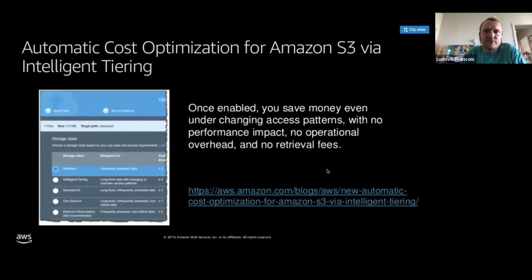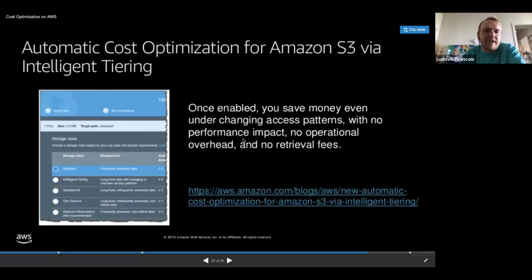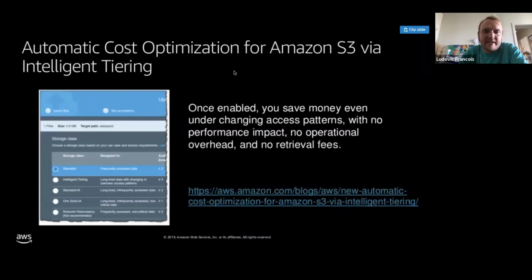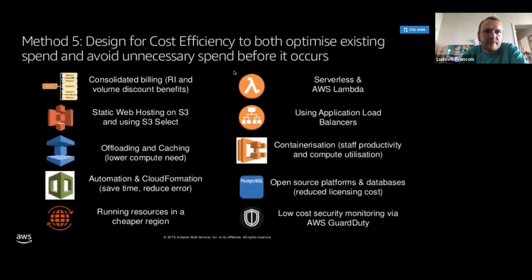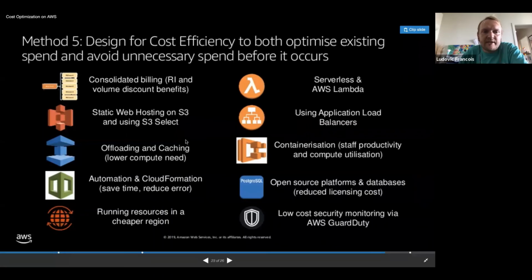So that is also one example of how to save money, with S3 Intelligent-Tiering, so that it can help you automate it and enable it. And again, here are some of the tools, but there are a lot more ways where you can save money.